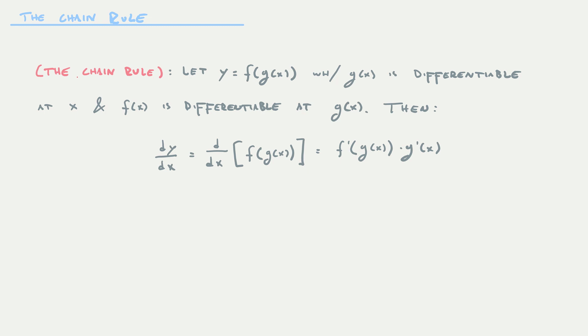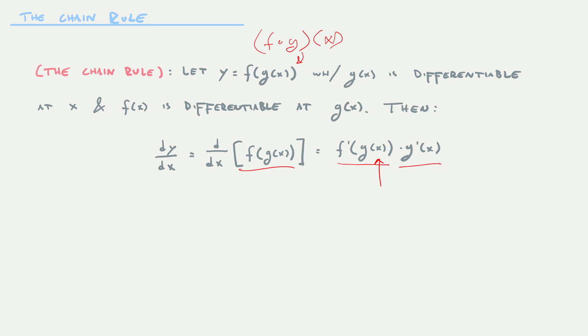It says let y be equal to a composite function. We're going to call it f of g of x. Now, you might have the notation be f composed with g of x. That's what this thing is. Where g of x is differentiable at x and f of x is differentiable at g of x, then the chain rule says that the derivative of this composite function is the derivative of the outer function in terms of the inner function. Right? That's important. It's the derivative of the outer function in terms of the inner function times the derivative of the inner function. That's it. That's the chain rule.